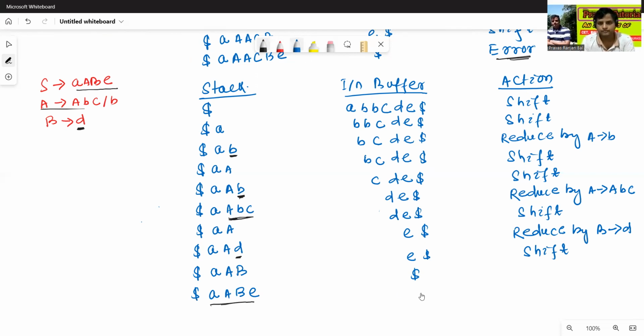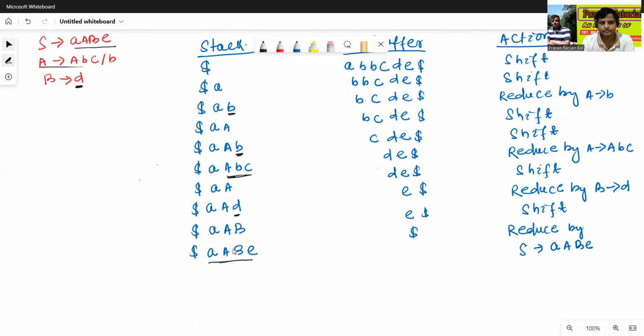So then reduce by what? S2 A P E. So here this is dollar S dollar, then it is the accept action.